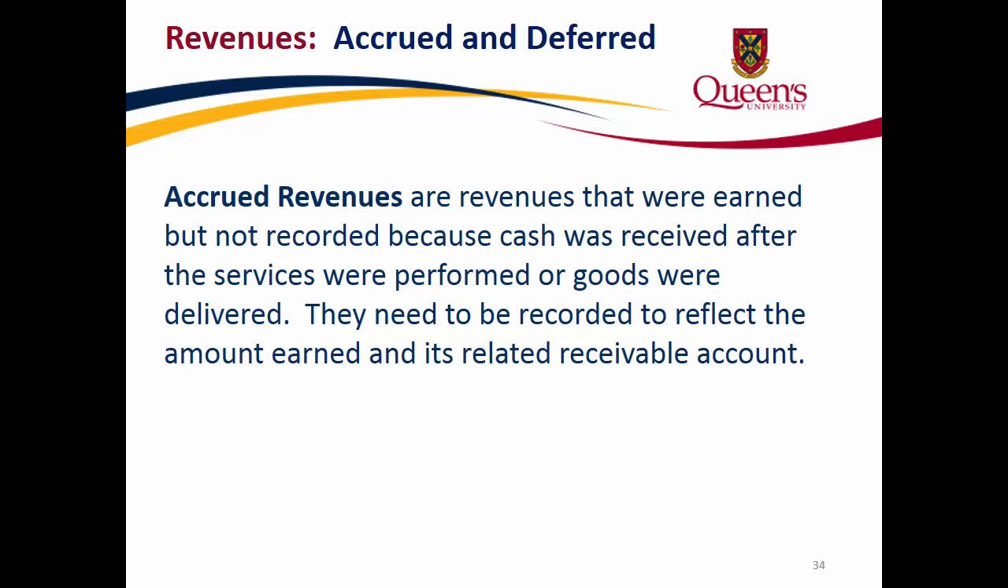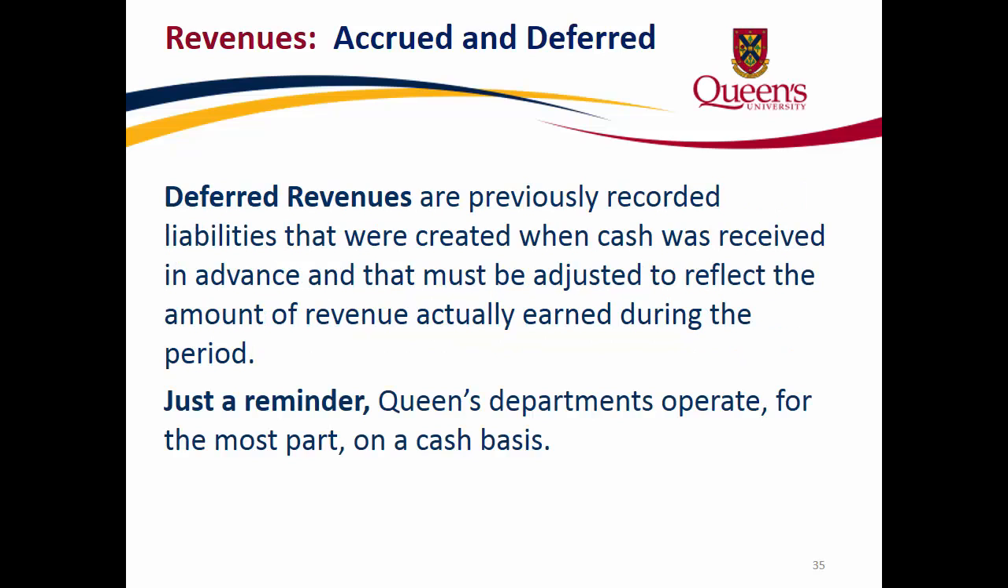Accrued revenues are revenues that were earned but not recorded because cash was received after the services were performed or goods were delivered. They need to be recorded to reflect the amount earned and its related receivable account. Deferred revenues are previously recorded liabilities that were created when cash was received in advance and that must be adjusted to reflect the amount of revenue actually earned during the period. Just a reminder, Queen's departments operate for the most part on a cash basis.